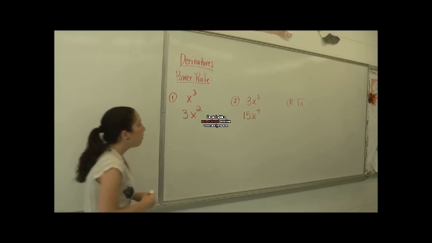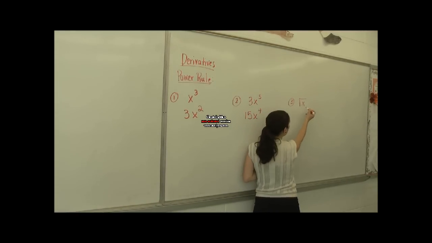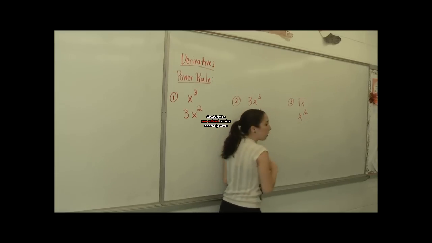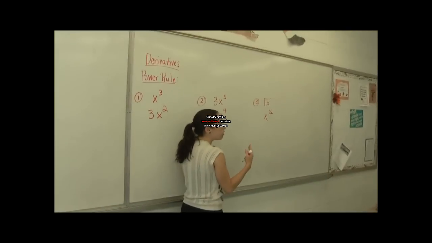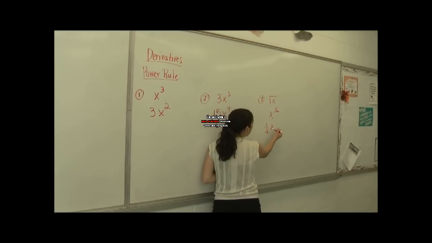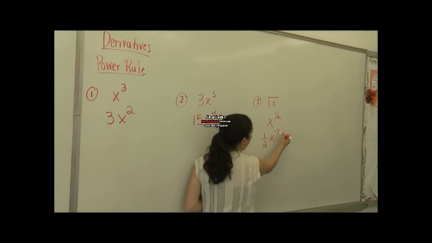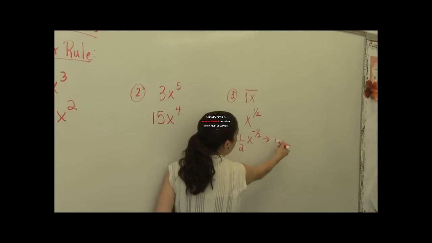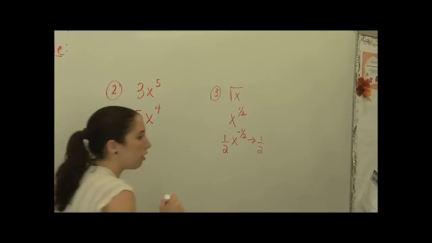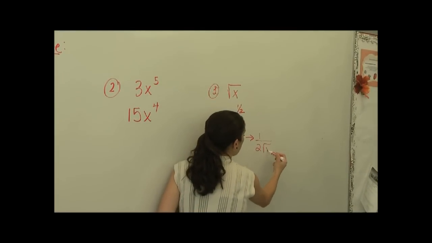Okay? If you have a term that isn't raised to a power already, you can write the square root of x as x to the 1/2. Okay, so you want to write it as a power first, and then use the same power rule. Bring the exponent out in front, keep the base the same, raise it to one less degree, which would be negative 1/2. And of course, we don't leave negative exponents in our answer, so we bring x to the 1/2 down, and it becomes the square root of x on the bottom.